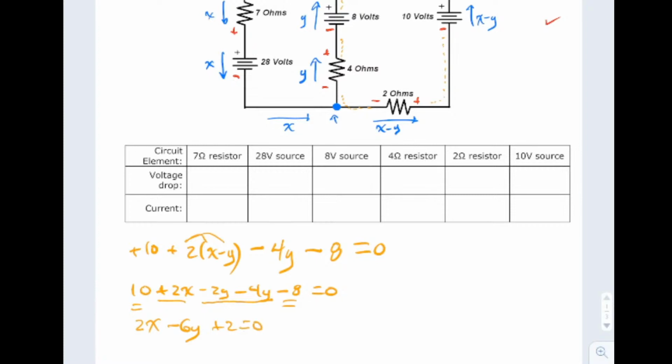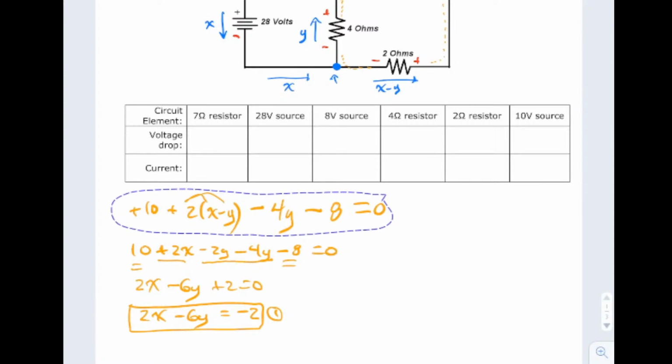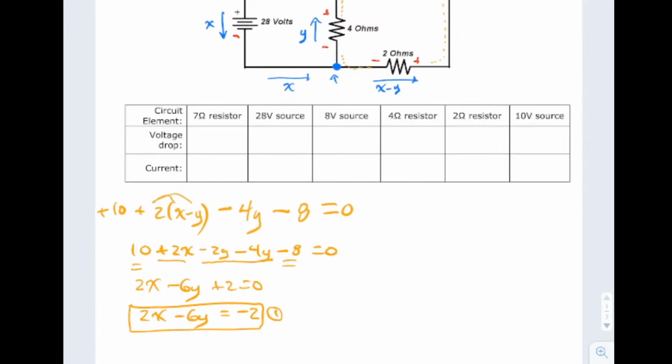Cool. And if I put this in standard form, I'd have the 2x here, I'd have the 6y here, and I would actually subtract 2 on both sides. And that's my first equation. Looks cool. I want to make a little more room over here, so I'm going to slide that back a bit. Here we go.